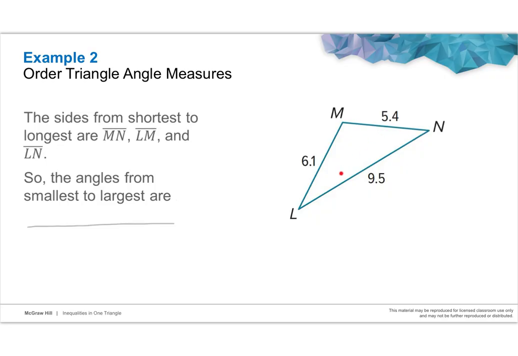We're talking about the angle across from it, which would of course be angle L. The medium side LM, 6.1. If we go across from that side, we have angle N. And then the longest side, LN, across from that, we have angle M.